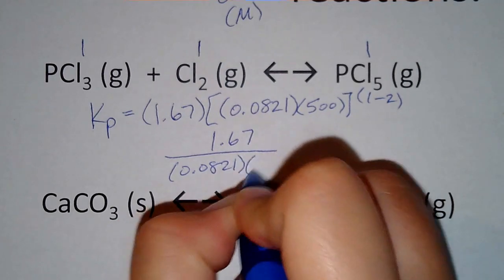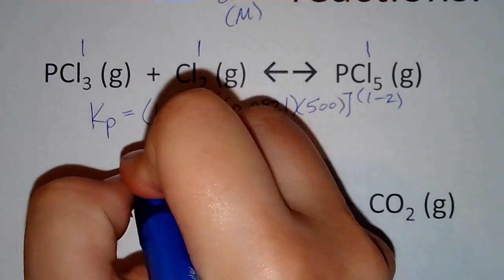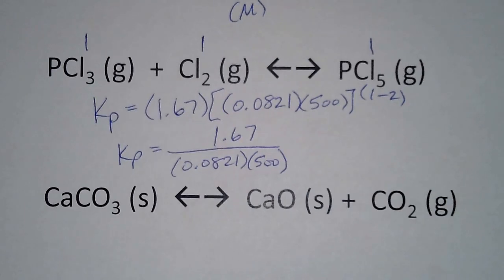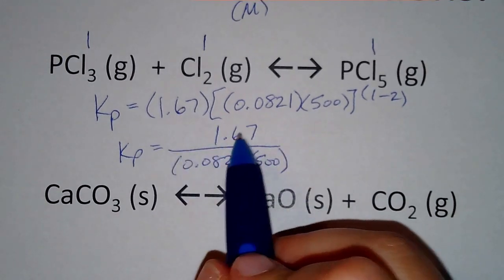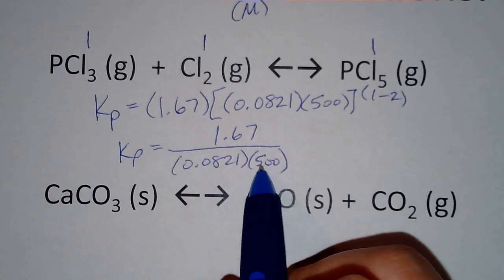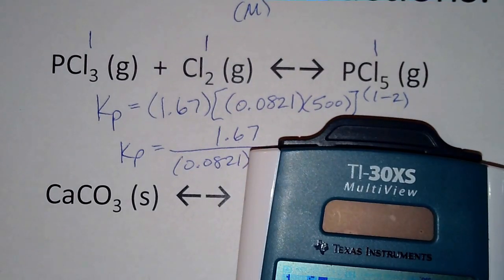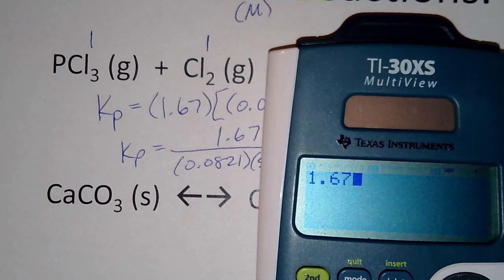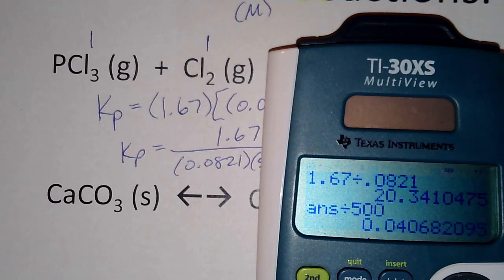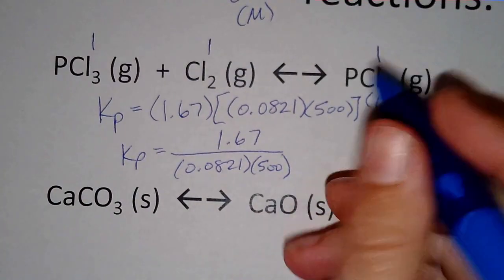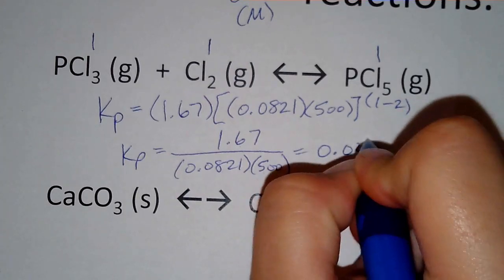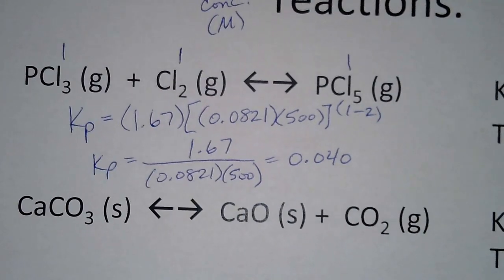Alright, so we can rewrite it like this: 1.67 divided by our R times our T, because it's to the negative 1 power. So 1.67 divided by 0.0821 times 500. Alright, so we have 0.0407 for our Kp value.